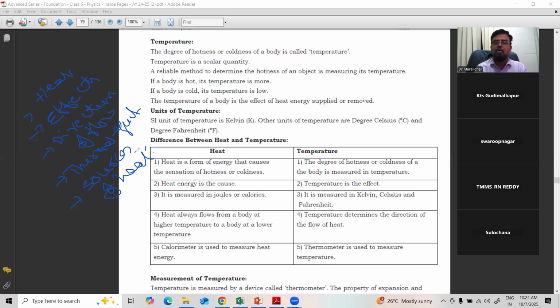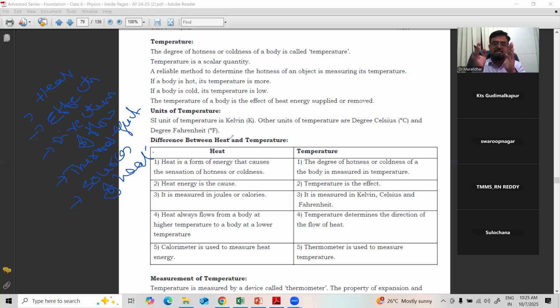Then direction of flow. Heat always flows from hot body to cold body. That is common. After knowing the direction of flow, how long will it flow? When two bodies of different temperatures are kept in contact with each other, heat flows from hot body to cold body until both bodies become the same temperature.